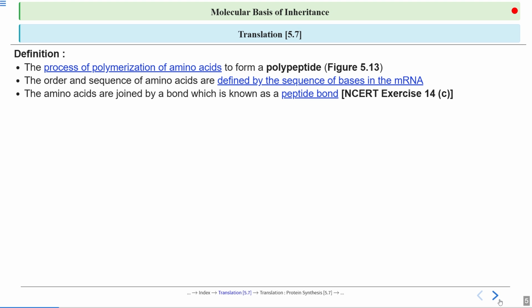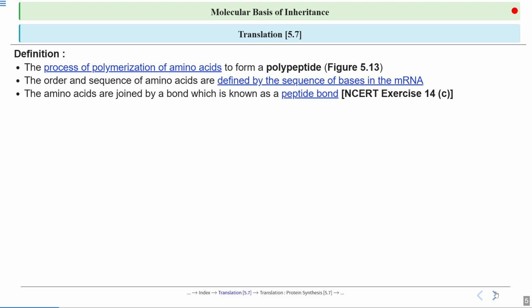Now, the amino acids are joined by a bond which is known as a peptide bond. From here you guys can answer NCERT exercise 14C. We know what a polypeptide is. What is a protein? It is a chain of amino acids. Then definitely these amino acids have to be joined together, so they join by a bond which we call a peptide bond.